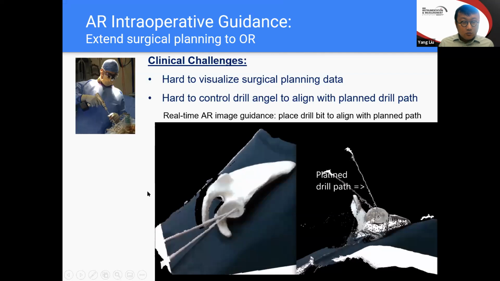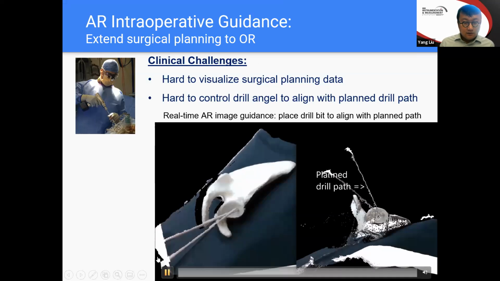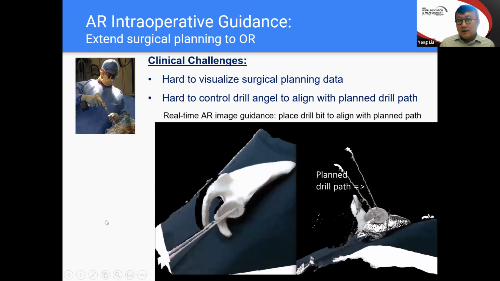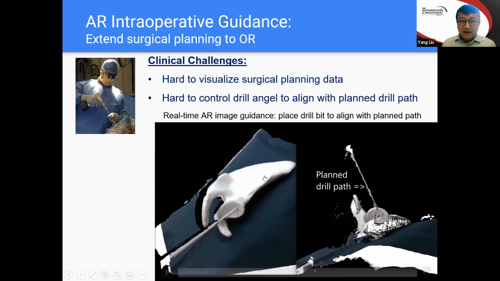The next goal we had is to seamlessly integrate surgical planning with surgical navigation. This video shows how we can monitor the position of a tool and make sure it aligns with the planned drill pass. This way, all the surgical planning data can be ported over into the surgical navigation platform, and the operator will have feedback in real time.